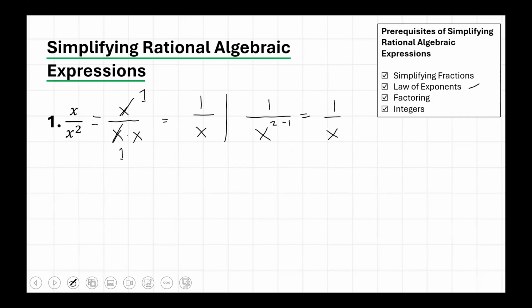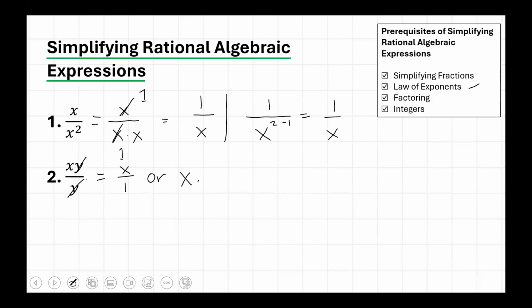For the second example, we have x times y over y. And we know that the numerator is already in the product form. That means they are already factored out. Therefore, we can cancel the y, or what is common on numerator and denominator, right away. And it will give us x over 1. Or we can just write x.